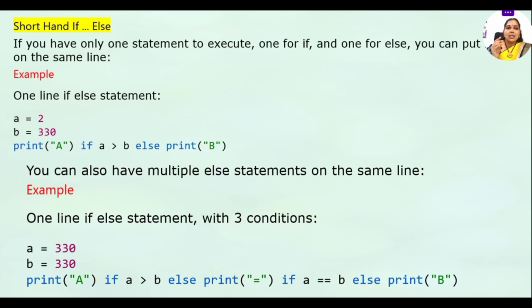Okay. Next is shorthand if and else. Okay. So if you have only one statement to execute, only for if and only for else, you can write it on the same line. Suppose for example, see, something is there, I am writing print A if A greater than B, else print B. Okay.